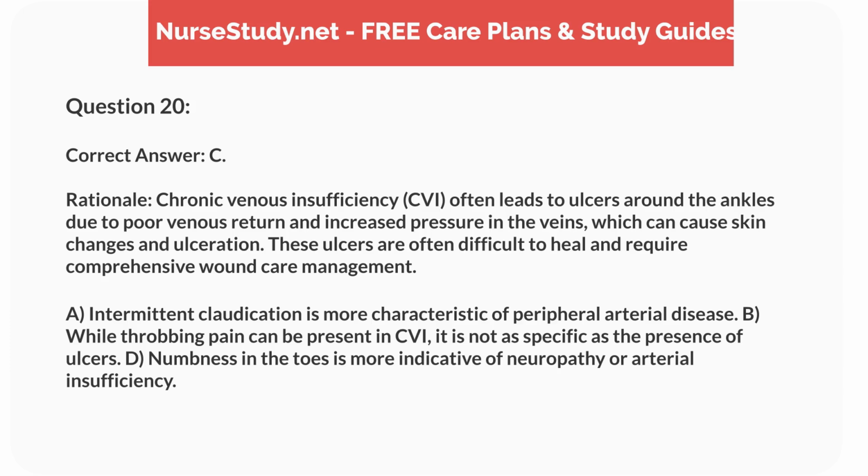Rationale: Chronic venous insufficiency, CVI, often leads to ulcers around the ankles due to poor venous return and increased pressure in the veins, which can cause skin changes and ulceration. These ulcers are often difficult to heal and require comprehensive wound care management. A. Intermittent claudication is more characteristic of peripheral arterial disease. B. While throbbing pain can be present in CVI, it is not as specific as the presence of ulcers. D. Numbness in the toes is more indicative of neuropathy or arterial insufficiency.